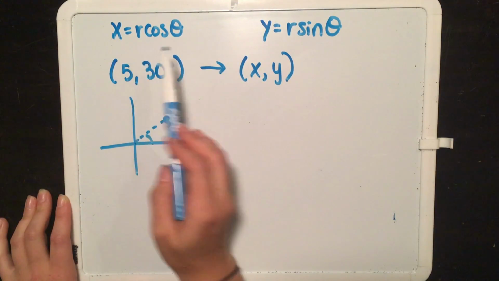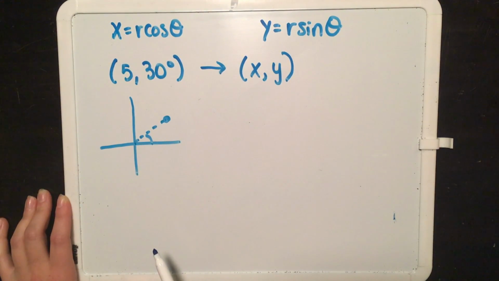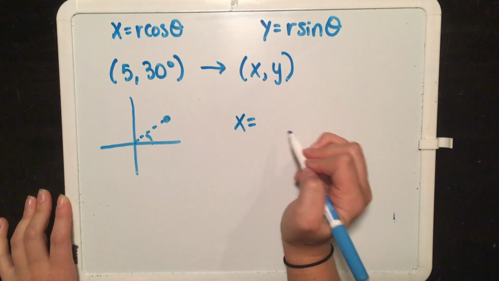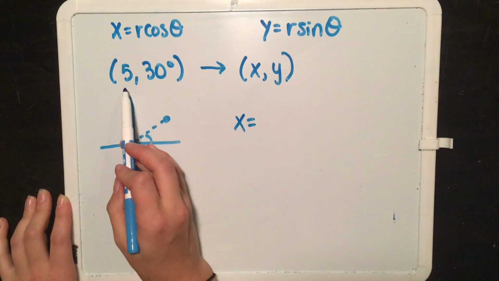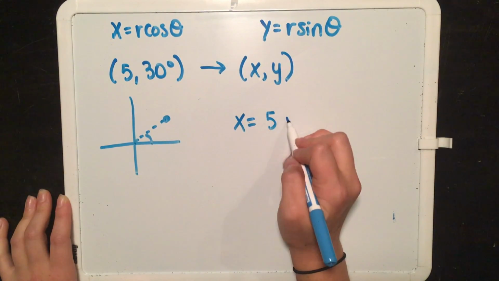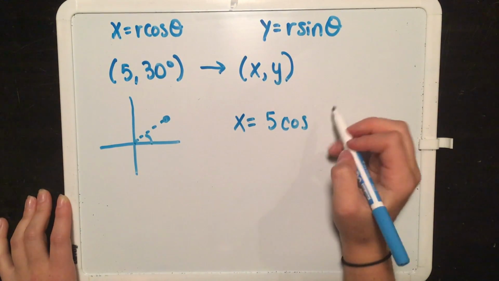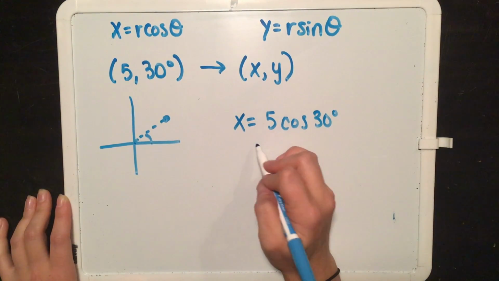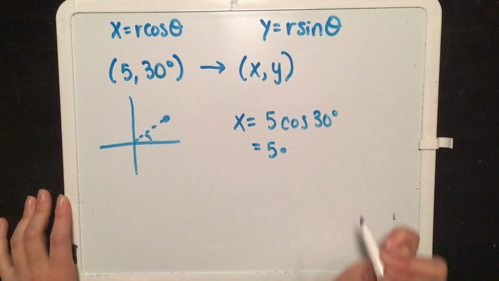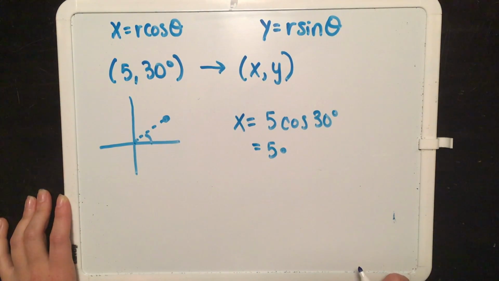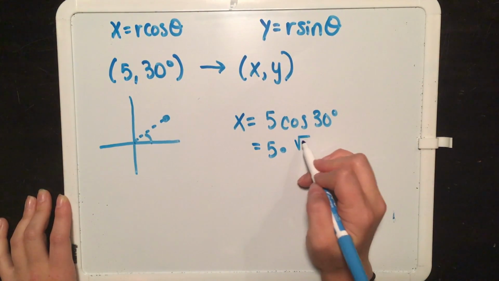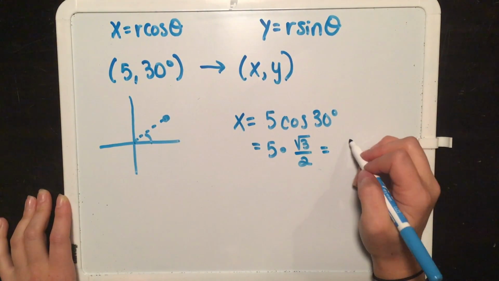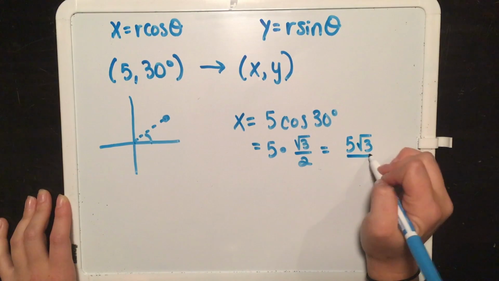So we'll use our formulas for x and y in order to find the rectangular coordinates. X equals r cosine theta. R is 5. Cosine of theta, 30 degrees, which equals 5 times the cosine of 30, which we can find using our unit circle, square root of 3 over 2. So x is 5 root 3 over 2.